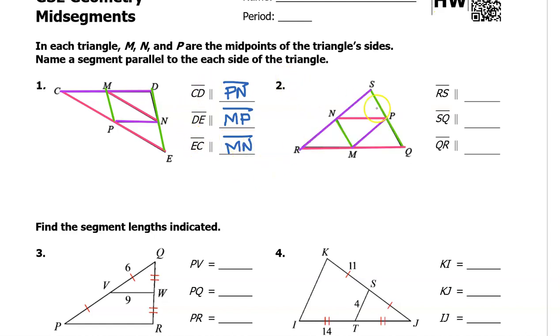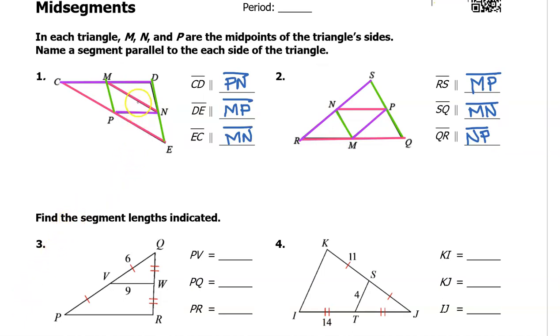Let's practice that skill for problem number 2. I went ahead and colorized the midsegment and the parallel side. So how about segment RS? Segment RS is this purple segment, so it will be parallel to segment MP. Segment SQ, that's a green segment, so it will be parallel to MN. Segment QR, that is a red segment, so that will be parallel to segment NP.